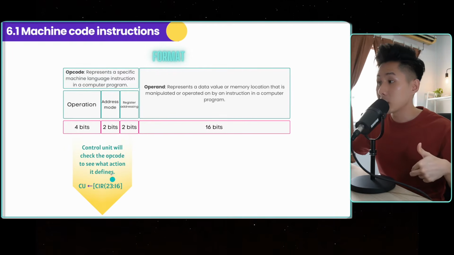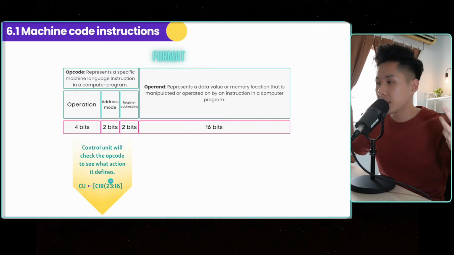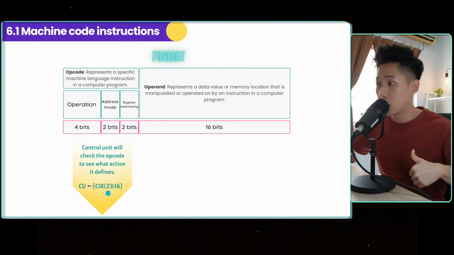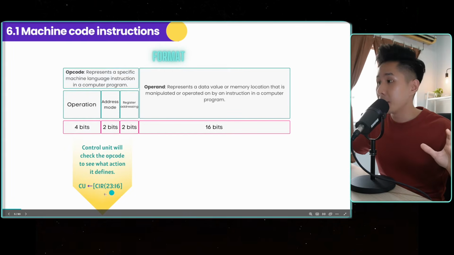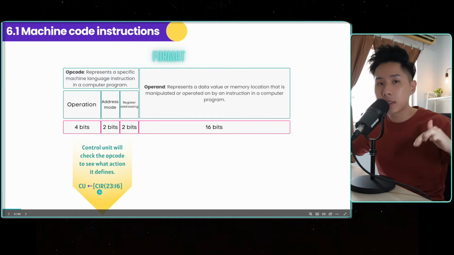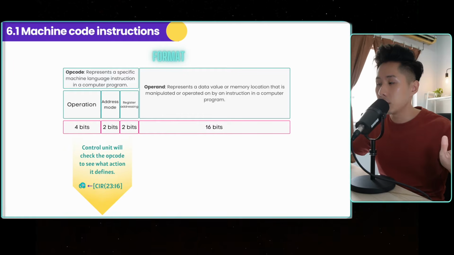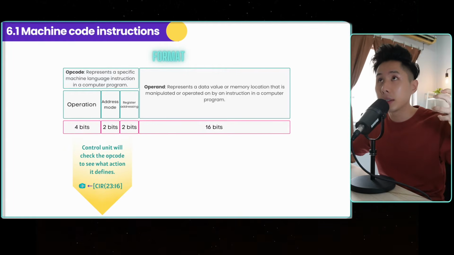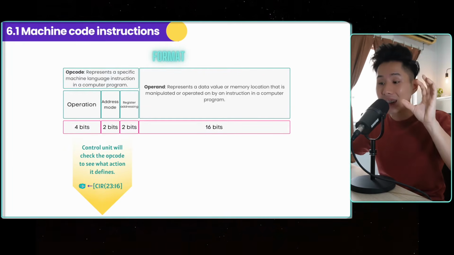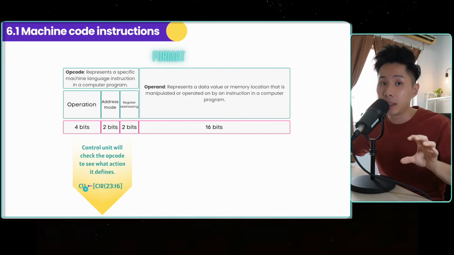So we have a register transfer notation here to help people define how the opcode of an instruction can be moved from the CIR, current instruction register, to the CU, control unit, to help the component identify what is the current instruction that is taking place now.